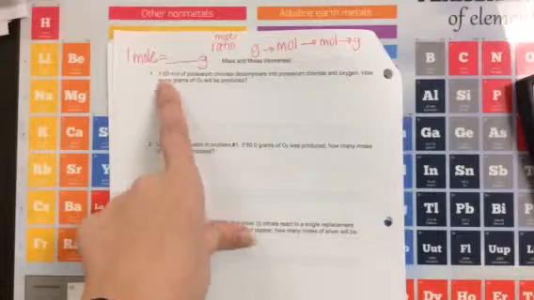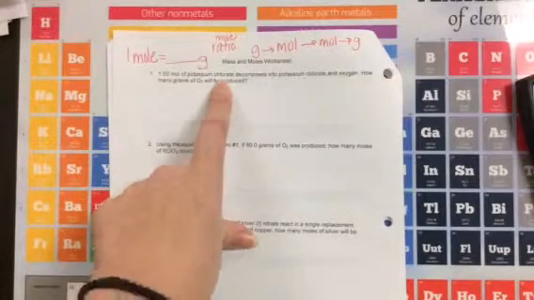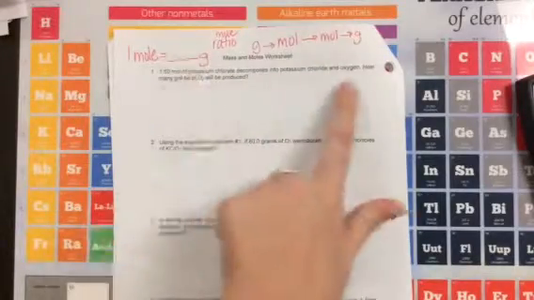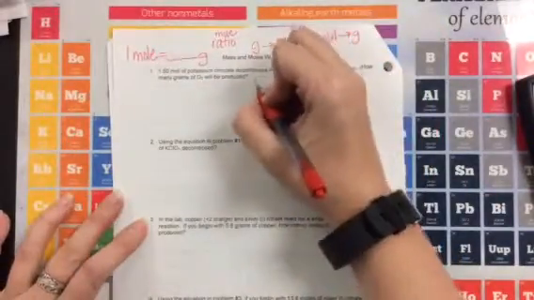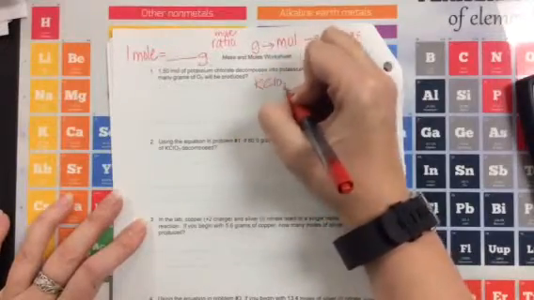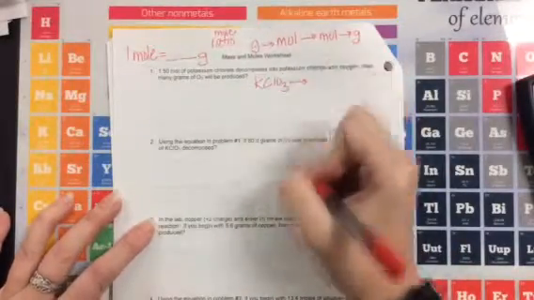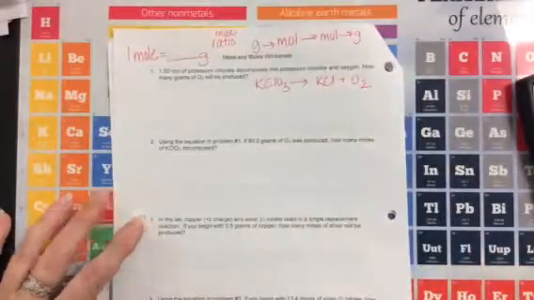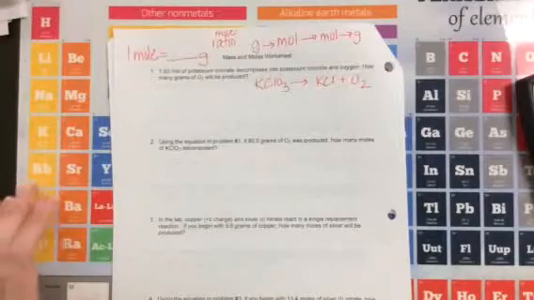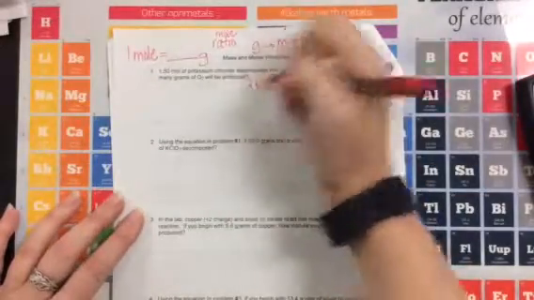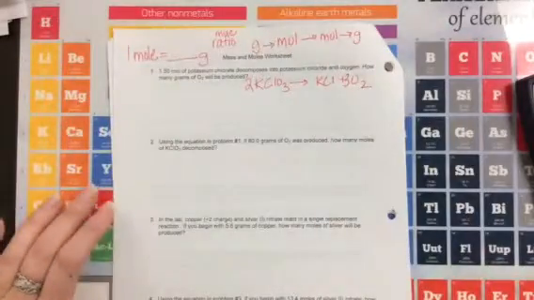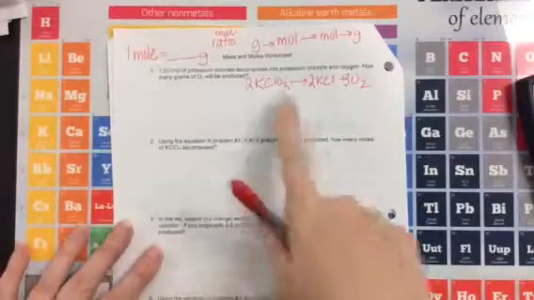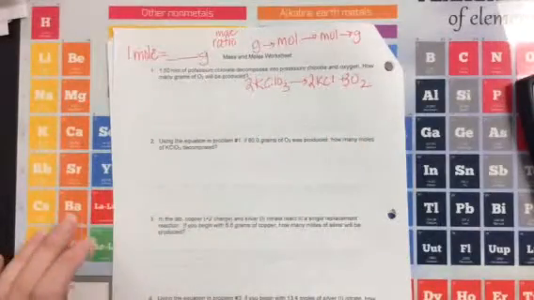So in this first problem, it says 1.50 moles of potassium chlorate decomposes into potassium chloride and oxygen. So I need to first write out my balanced equation because I know I'm going to need my mole-to-mole ratio. So potassium chlorate decomposes into potassium chloride and oxygen. Now my next step would be to balance this reaction. So I'm going to put a 2 and a 3 to balance out my oxygens, and then balance out my potassiums and chlorines like that. So we have a 2 and a 3 for my coefficients.